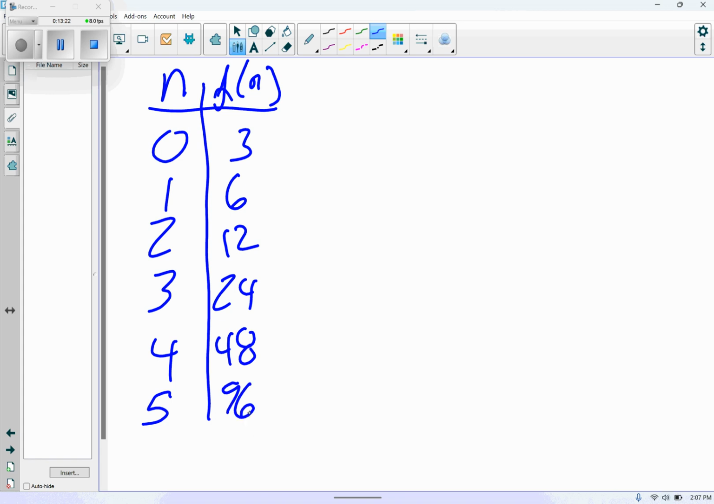Okay, so now we have 2 words. There's something called a recursive equation and an explicit equation. And they're basically the same thing.